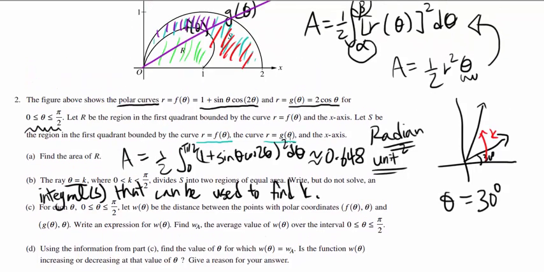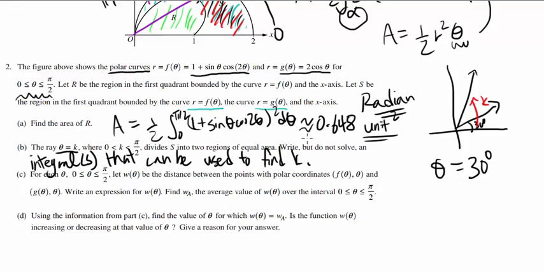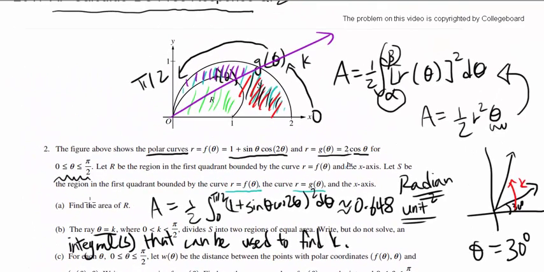So how can we find this? What do we know? As we're going from 0 radians all the way to k radians, you should get some area, some red area below. And as you're going from k all the way to pi over 2, you should get another area that should be the same. So how can we write this out?